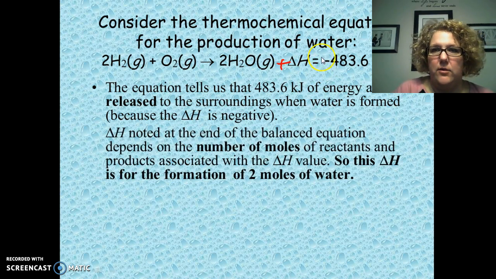Now, this enthalpy corresponds to these coefficients. As I said, it's just like part of the balanced equation. So the delta H depends on the number of moles of the reactants and products as written here. So this is for the formation of 2 moles of water. If we were wanting to make 4 moles of water, it would just simply be twice as much.